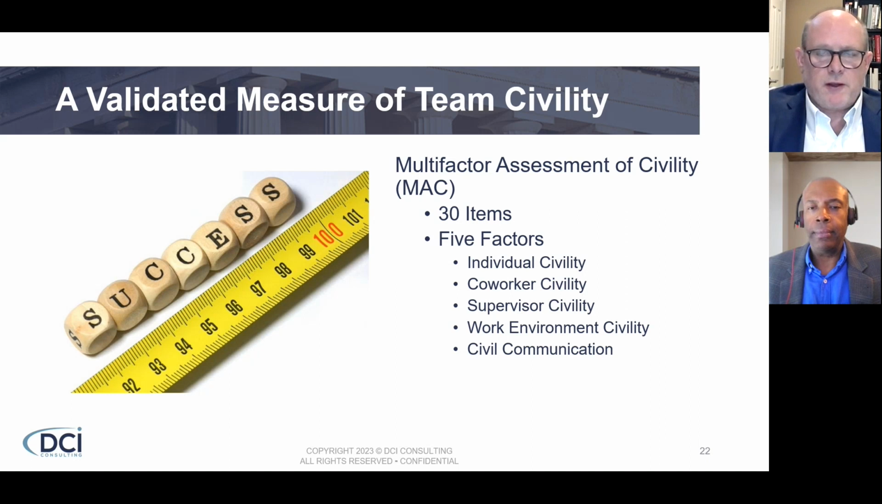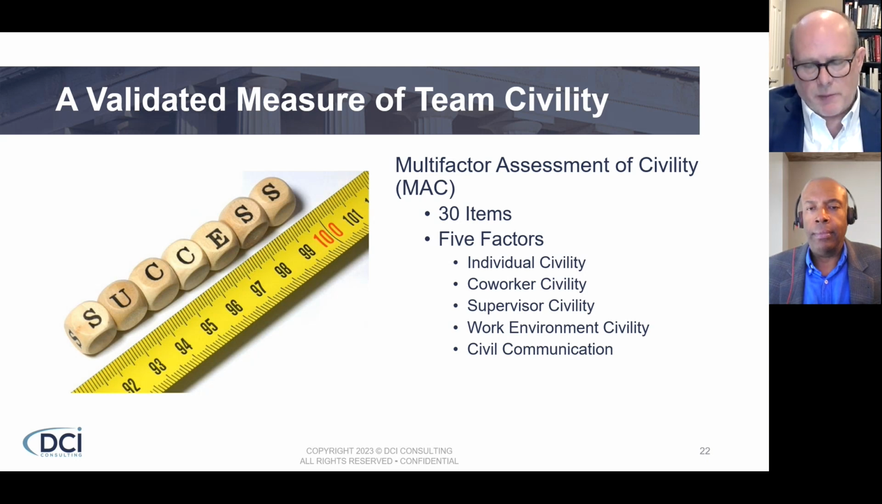These 5 factors of civility that we identified range from 0.77 to 0.95, so they were reliable. We could count on them providing us with consistent results. The factors did not all have the same number of questions. Some had as few as 3, some as many as 9, but overall we landed on 30 items of civility that measured 5 factors. And we call this measure the multi-factor assessment of civility.